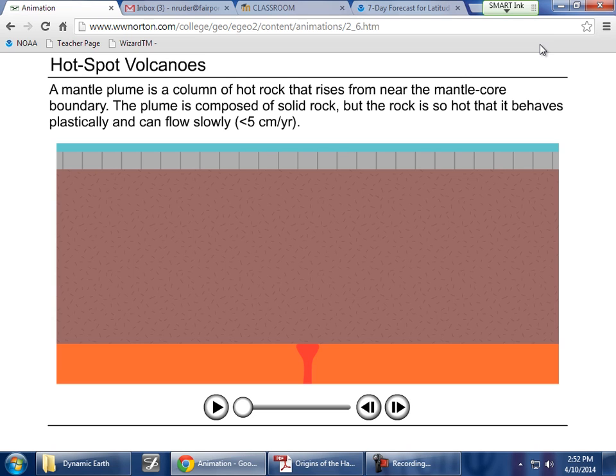Mantle plume. Do you have any idea what a mantle plume might be? Well, a mantle plume. Yes. Okay. So it's just a column of hot rock that rises from inside the Earth. Go ahead and write that down.